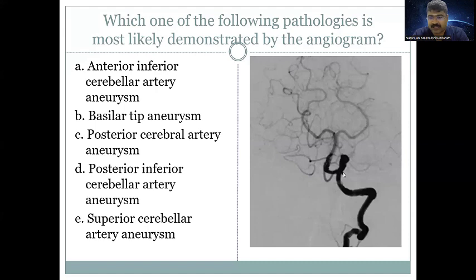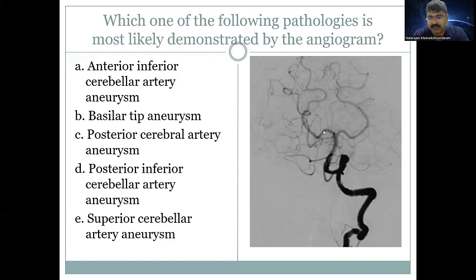And here you see the origin of the PICA, and here you see the aneurysm. This vertebral artery then joins to form the basilar artery here. Then you see the basilar artery bifurcation into the posterior cerebral artery, and here you have the superior cerebellar artery. These are the terminal branches of the basilar artery.